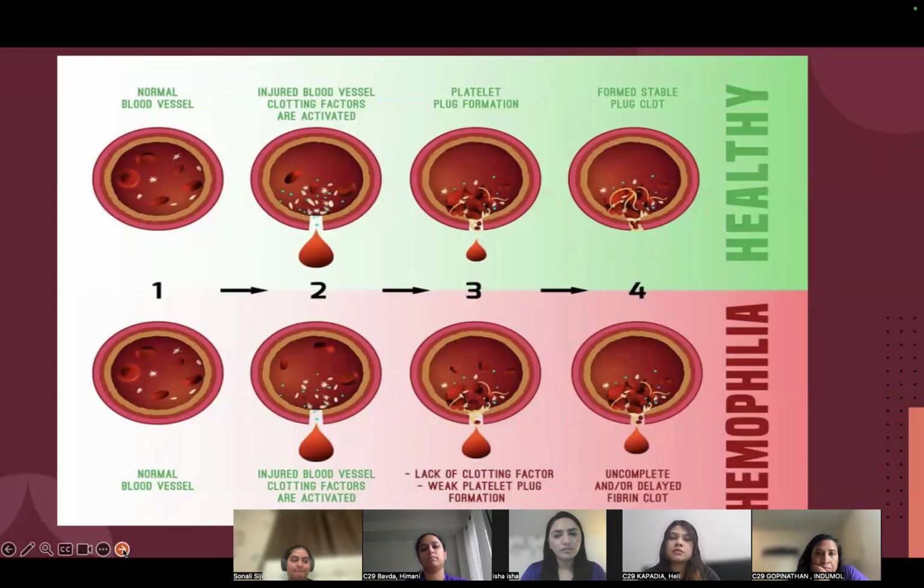So, how it normally works. In a normal human being who has a normal vessel and normal clotting factors, when an injury happens, the clotting factors are activated, platelet plug formation occurs, and it forms a stable blood clot. But not in the case of a patient with hemophilia. They have a normal blood vessel injury, and the clotting factors are activated, but due to lack of clotting factors 8, 9, or 11, weak platelet plug formation occurs, which leads to a delayed or incomplete fibrin clot.